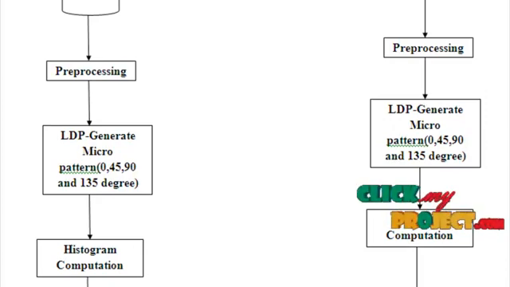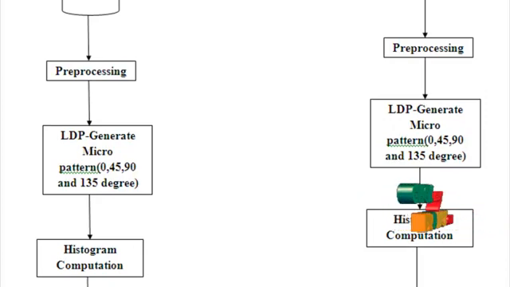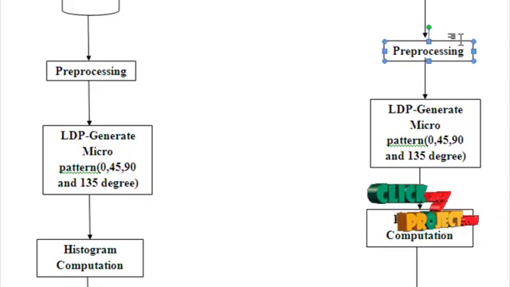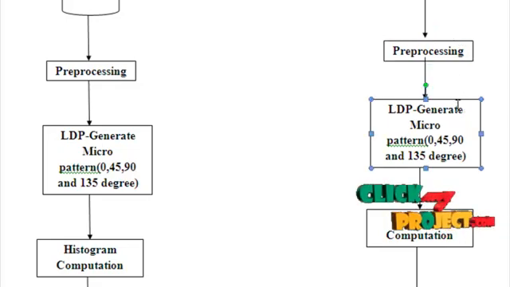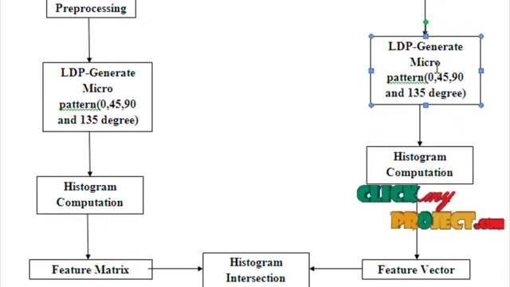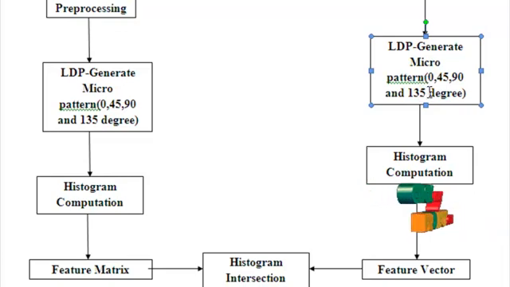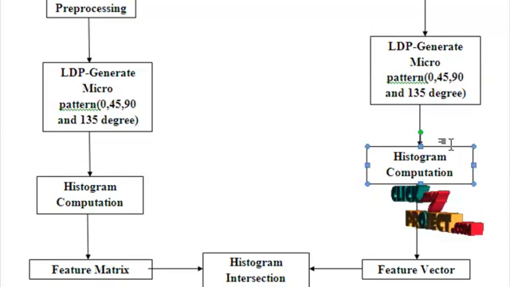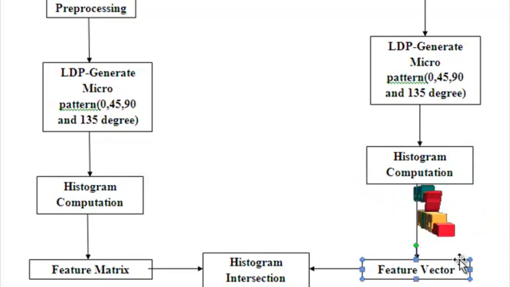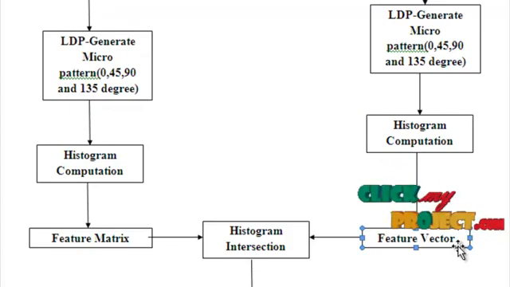Now come to this testing side. The user has to select any one image from the testing set and it is given to the pre-processing block. Here also we do the gamma correction and difference of Gaussian filter. Following this, once again we generate the local derivative pattern, that means the micro pattern representation for four different angles, 0 degree, 45, 90 and 135 degree. The next one is histogram computation. Here also you have to generate the histogram and it is termed as a feature vector. Now this feature vector is of length 1 cross n.